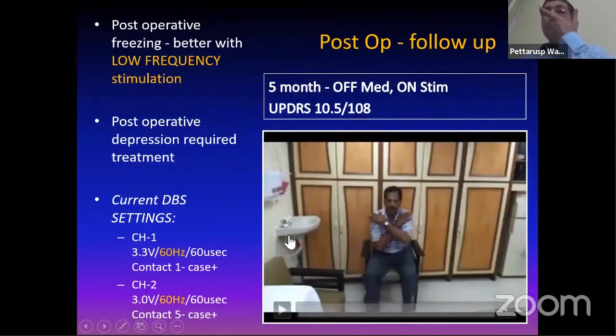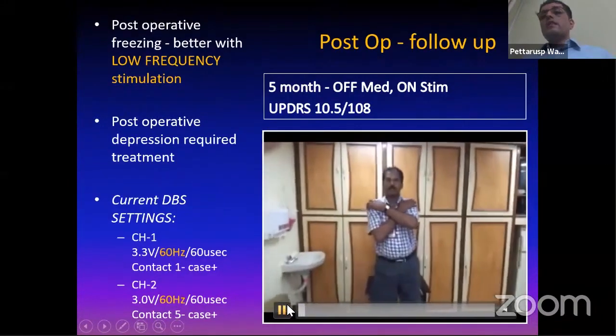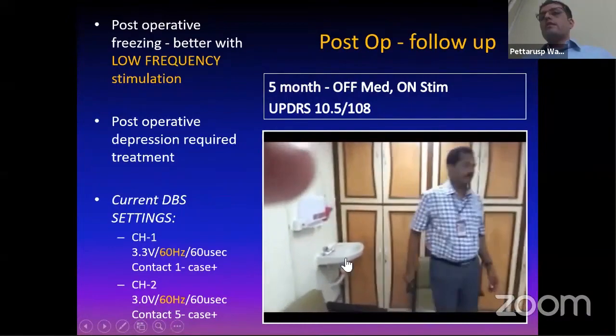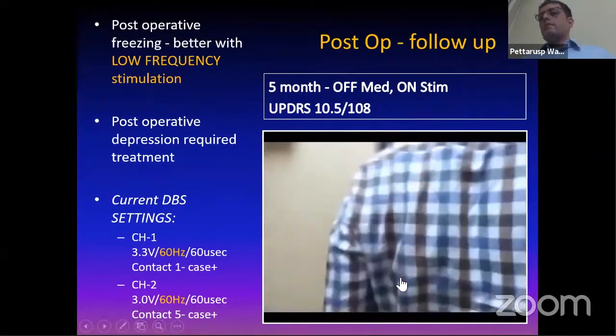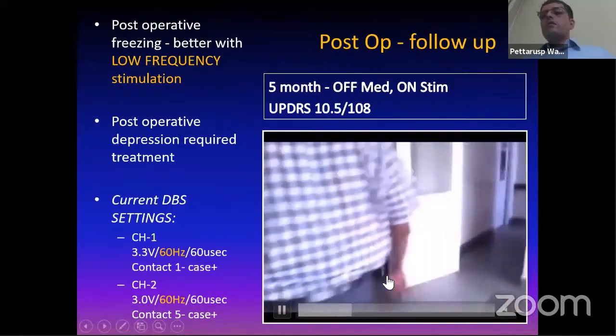And what we had to do for him after stimulation, when we did DBS for him, we had to use a low frequency stimulation. You can see we're using 60 hertz stimulation, and the freezing did improve, and this is off medication state. He has had subsequently some amount of freezing. We have stayed on 60 hertz now.